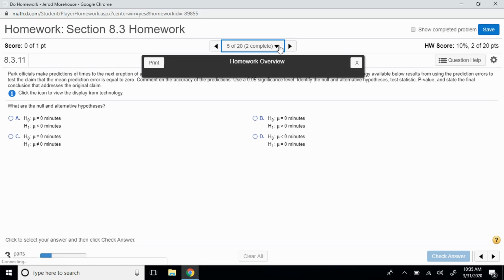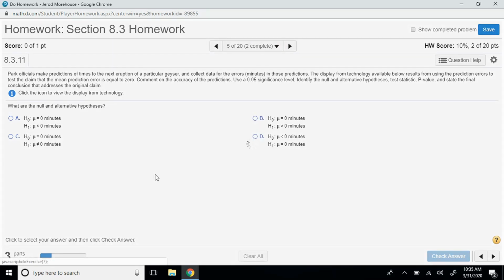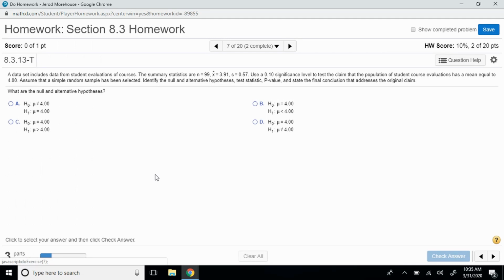All right, I want to jump up here to problem number 7 next and work through that with you guys. So we're told here a data set includes data from student evaluations of a course. The summary statistics are n equals 99. Our sample mean x bar is 3.91. Our sample standard deviation S is 0.57. And they want us to use a 10% significance level to test the claim that the population of student course evaluations has a mean equal to 4. Assume that a simple random sample has been selected, identify the null and alternative hypotheses, test statistics, p-value, and state the final conclusion that addresses the original claim.